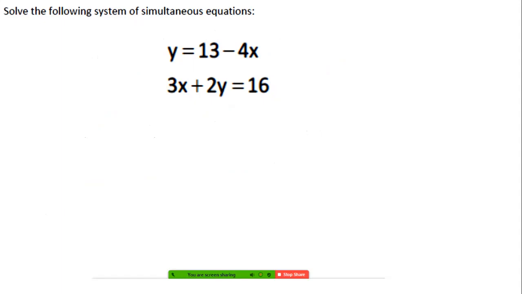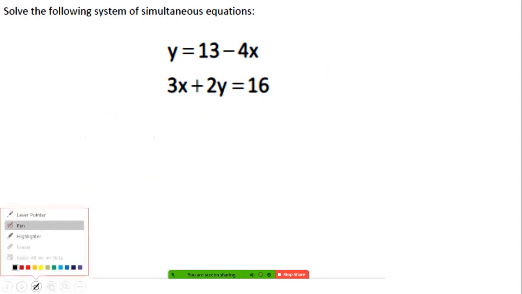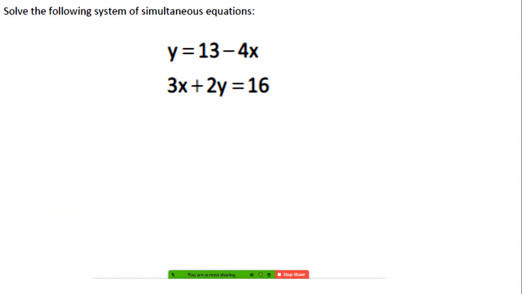And let's have a look at the next question. This question is about simultaneous linear equations. In this type of question, I suggest you use the elimination method. So to be able to use the elimination method, I'm going to send this one to the left side. It is going to be 4x plus y equals 13.